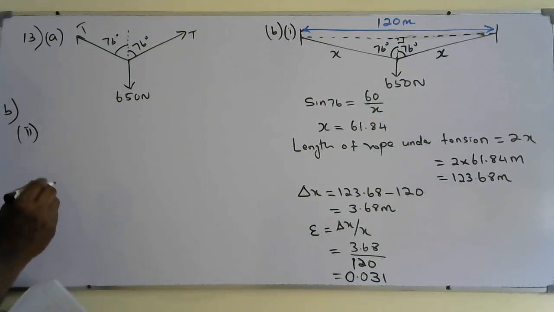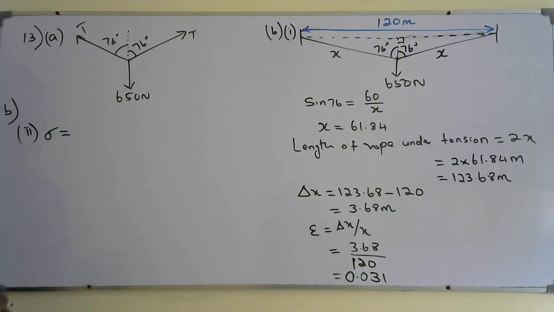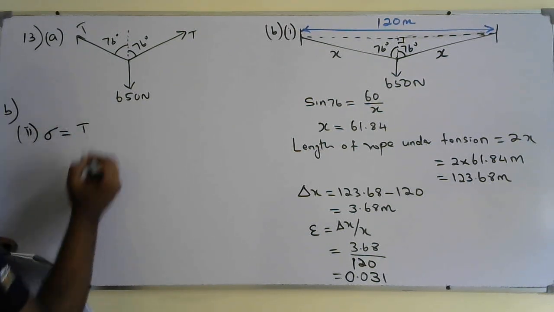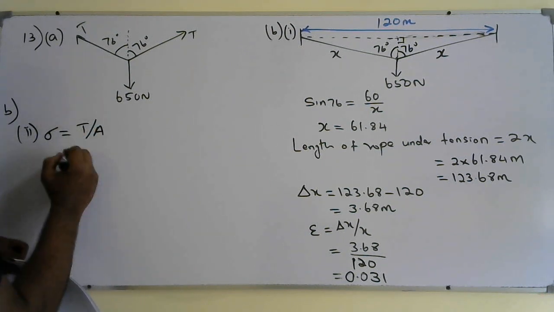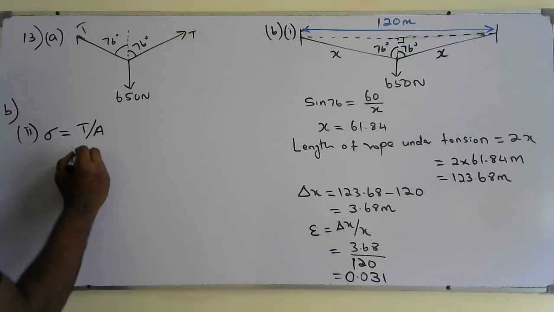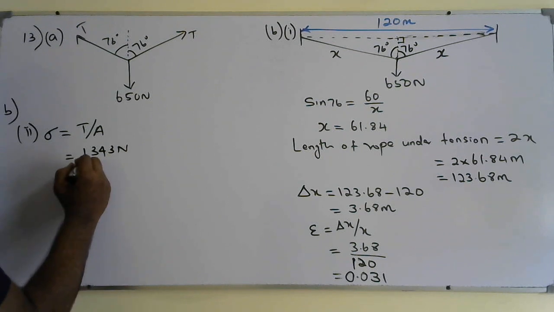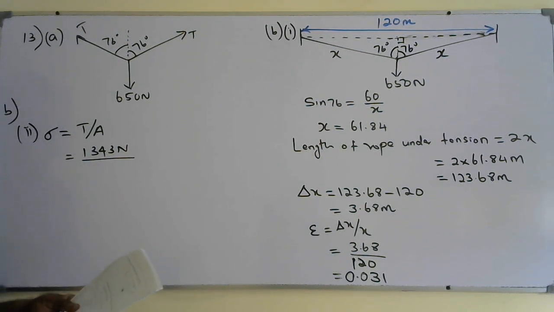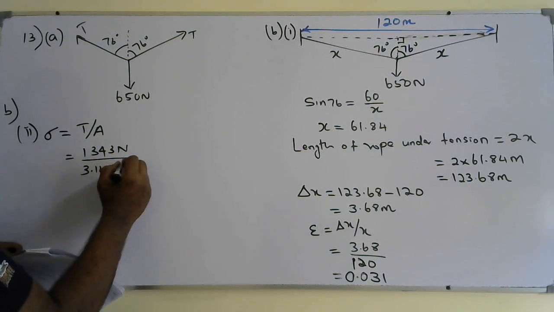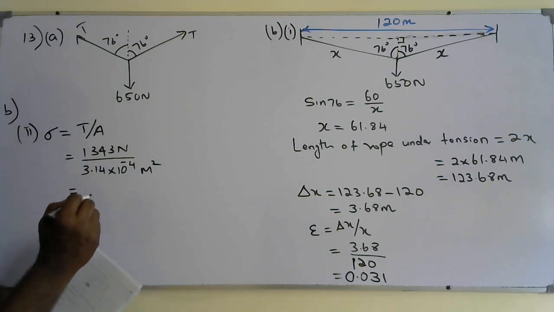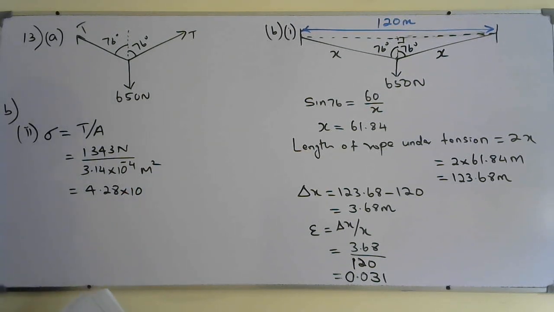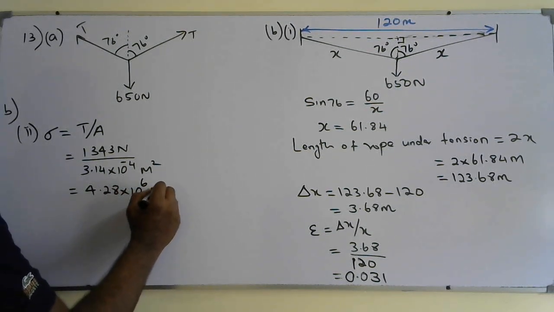Tensile stress is equal to tensile force, I will put T, over area of cross section. Tensile force we found in the A part, which is 1343 Newton, divided by the area of cross section given, which is 3.14 times 10 to the power minus 4 meters squared. So that's going to be 4.28 times 10 to the power 6 Newton per meter squared.